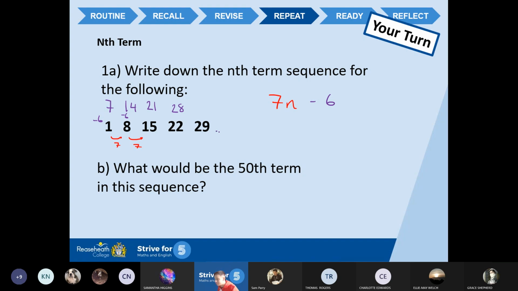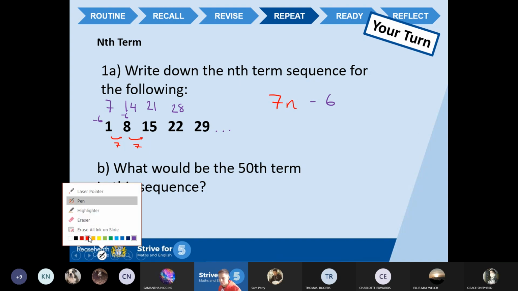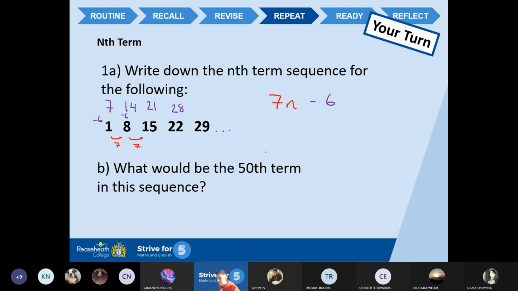So instead of continuing this sequence and then having to do 50 numbers, the quick and easier method is to swap out the n and put the number 50 in. So 7 times 50, take away 6. Well, 7 times 50 is 350. Take away 6 is indeed 344. So identifying the nth term allows us to predict exactly what's coming up in the 50th term. Okay, so 344, brilliant stuff.